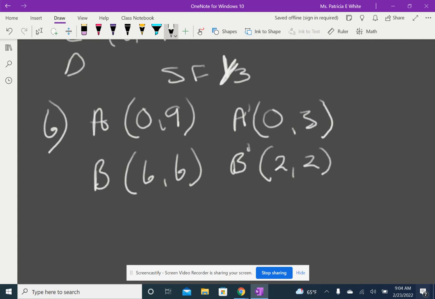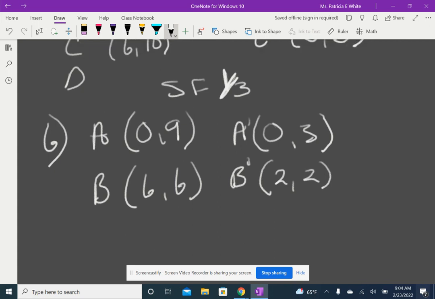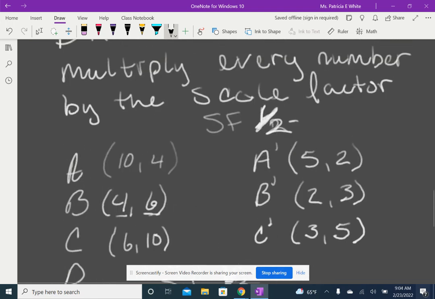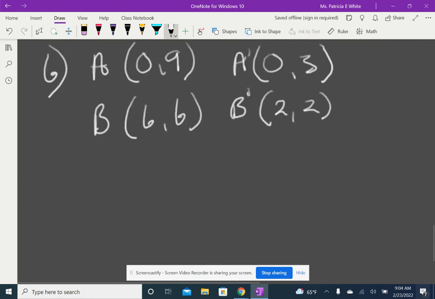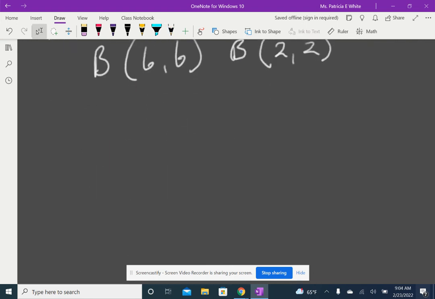Your other scale factors are like 2 and 3. Remember the rules for dilation. Multiply every number by the scale factor. Okay? So you're going to be doing some plotting. And I hope that on the dilation one you do the picture because it's pretty cool.